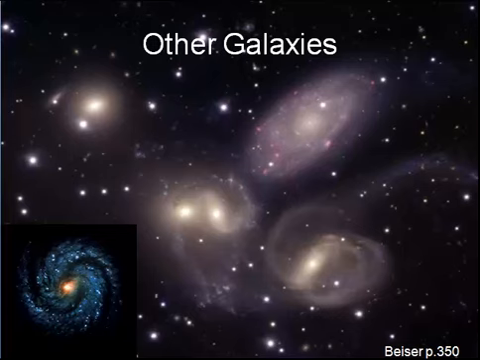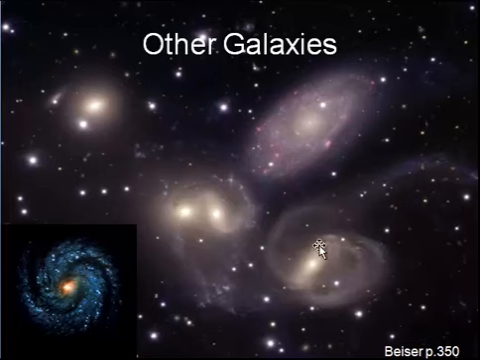All right, lots of other galaxies. They tend to have one of three shapes. Some galaxies are elliptical, just kind of egg-shaped or football-shaped. Most of them are spiral-shaped, like you see here.